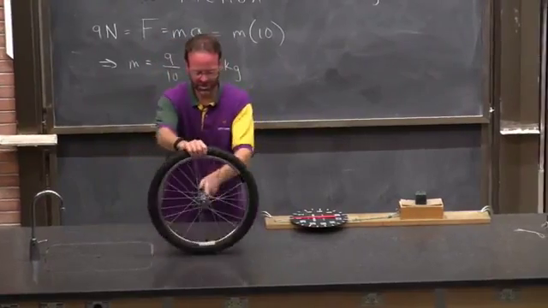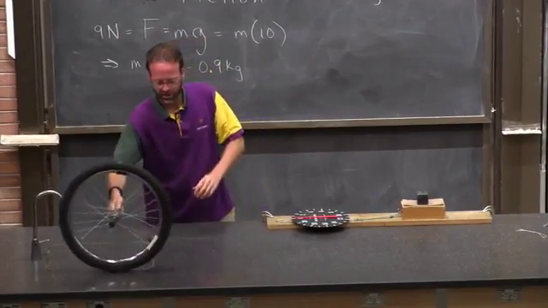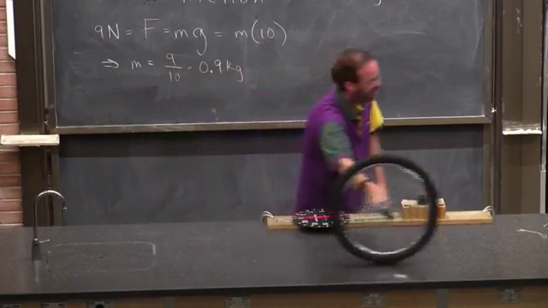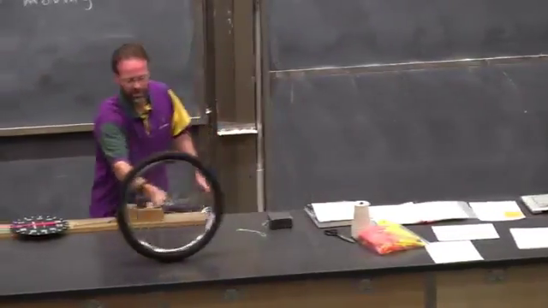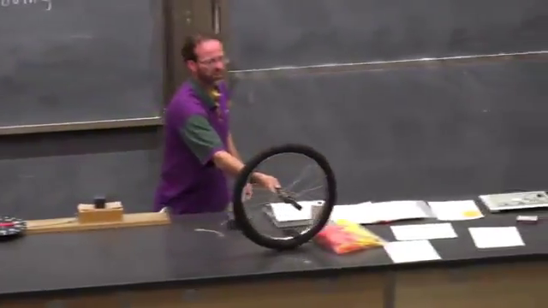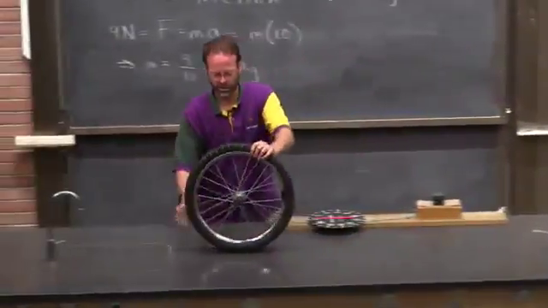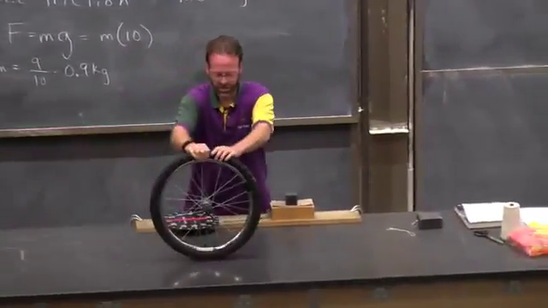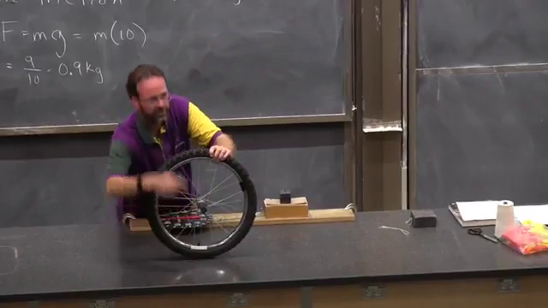Now, I mentioned this with the wheel. A lot of people don't get this. When a wheel rolls like this, if it's trying to go this way, the car's going this way, the bicycle's going this way, if it rolls, which way is the frictional force right here? Point.